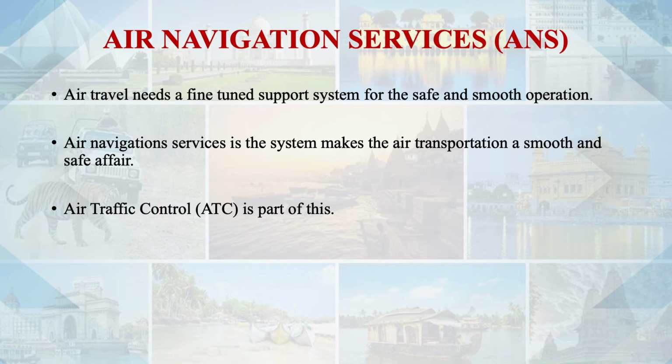Air traffic control, ATC, is part of this air navigation service system. We may see an ATC tower when we go to an airport. There will be a tall tower, and above that tower there will be a particular compartment. It will be controlling the landing and taking off of the flights from the airports. But they have other areas also, offices also, where they will be controlling the remaining part of the flight of an aircraft from one airport to the next airport.